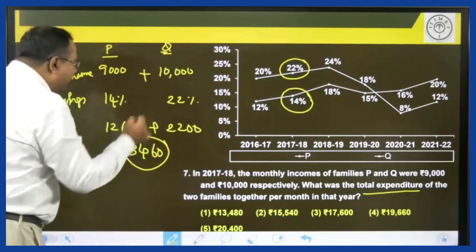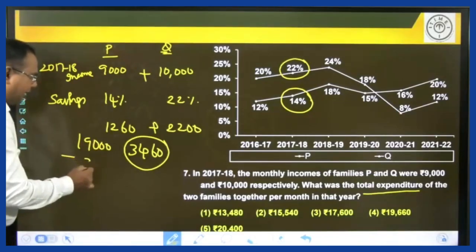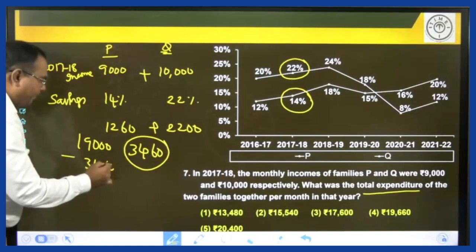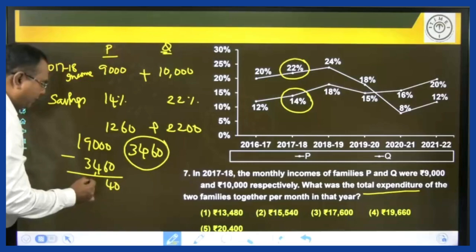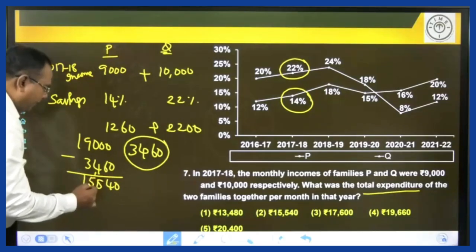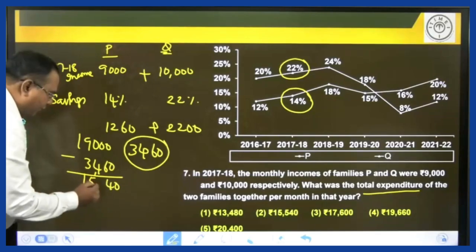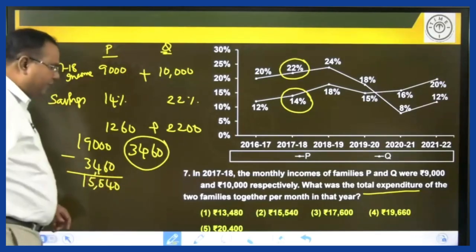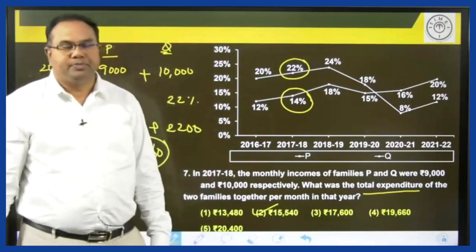What is my total income? 19,000. From 19,000, if I want expenditure, remove 3460. If I remove this, 60 plus 40, 100. So 35, this is 55, this is 1. 15,000, this is 5. 15,540 should be your answer. 15,540 is present in choice 2. Right?